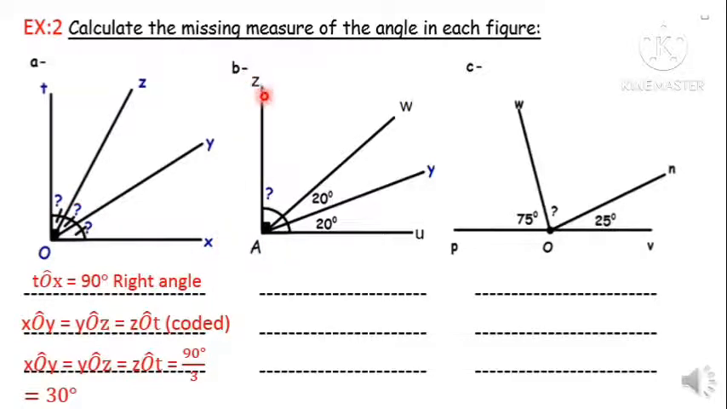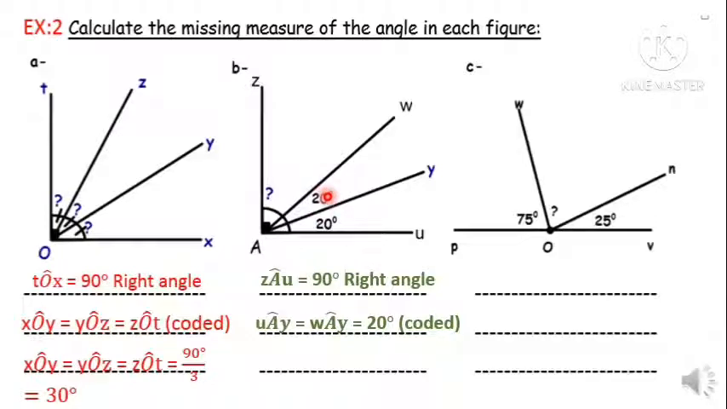Part B, I also have adjacent complementary angles, so they form a right angle. So we can say that ZAU is equal to 90, it's a right angle. Now what is the measure of this one? First of all, I have these two, they are 20 and 20. UAY is equal to YAW equal to 20 degrees. They are coded, given. Okay, 3 together are 90.